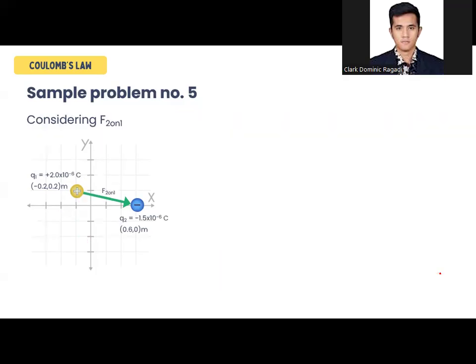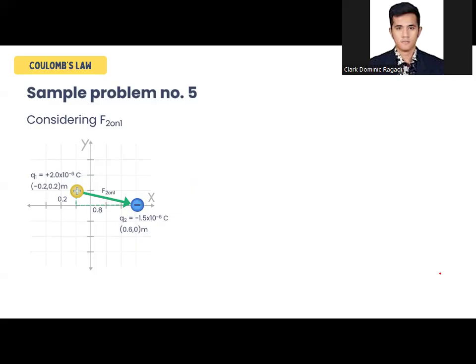Okay, let's first consider F2 on 1. Again, F2 on 1 is the force acting on 1 due to charge 2. Since Q1 is positive and Q2 is negative, the nature of the force should be attraction. That is why the force F2 on 1 is directed towards Q2. So let's solve for the distance between Q1 and Q2.